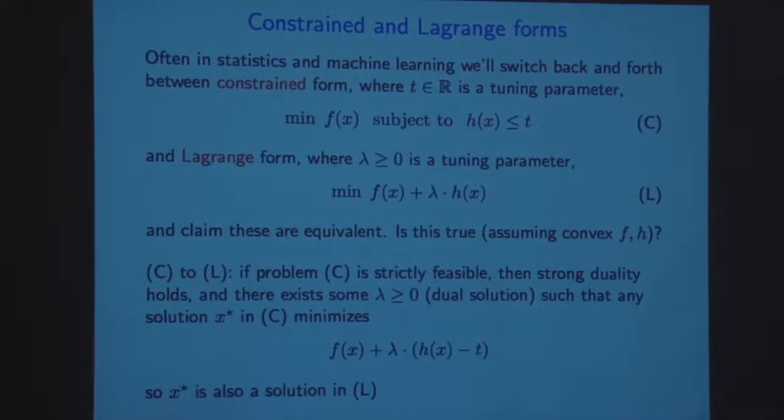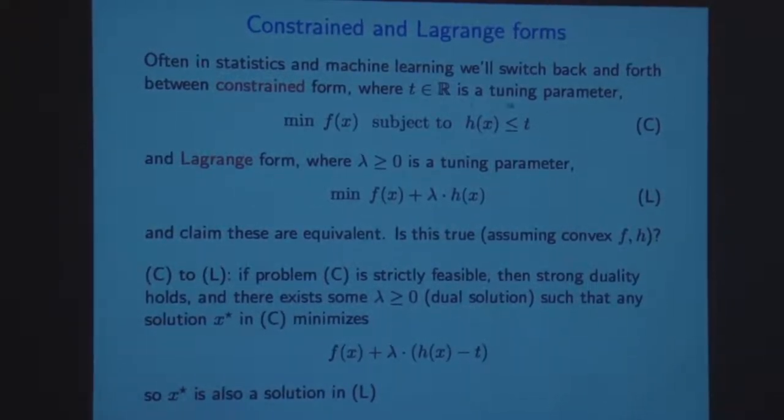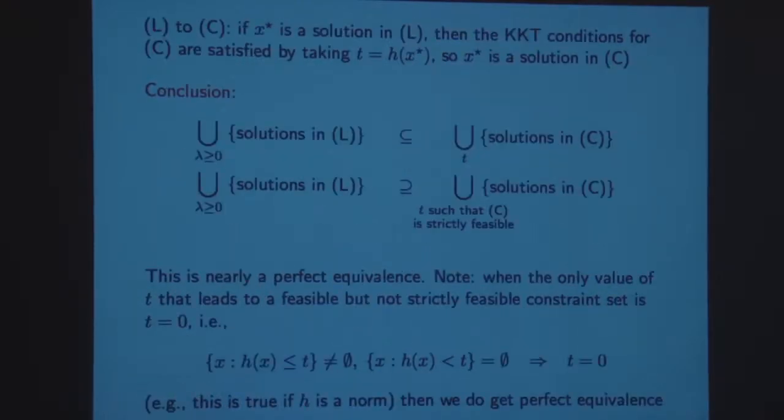So that's kind of an informal thing that we often do, is we allow lambda to be infinite to account for the case we want to make h of x equal to 0. And for example, this is what happens when h is a norm. So we get perfect equivalence for norm penalized problems or norm constrained problems. Besides that, we get pretty much an equivalence. So you can go through that logic.